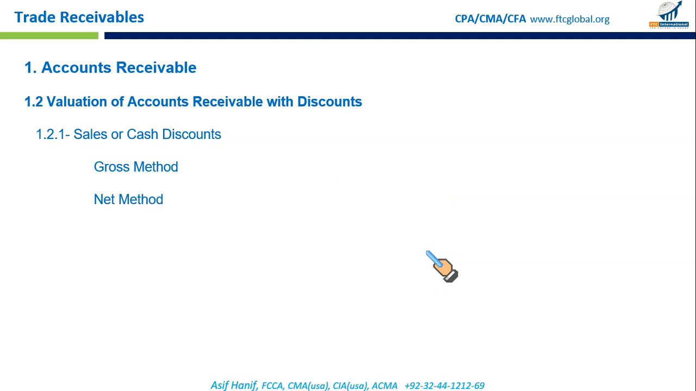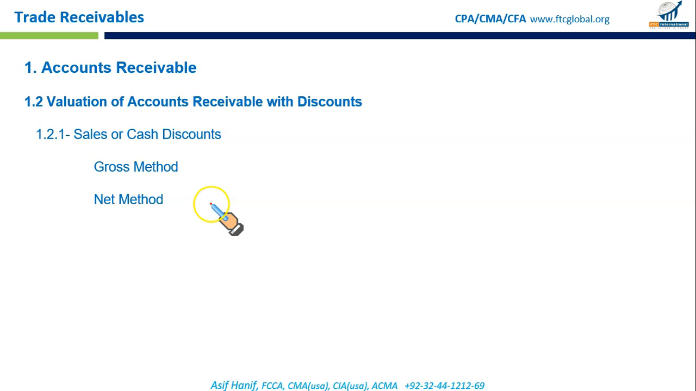What do you do in the net method? The net method assumes that the customer will take the discount and records the sales at the reduced amount. If the customer doesn't pay within the discount period, the company will record the missed discount as revenue later.